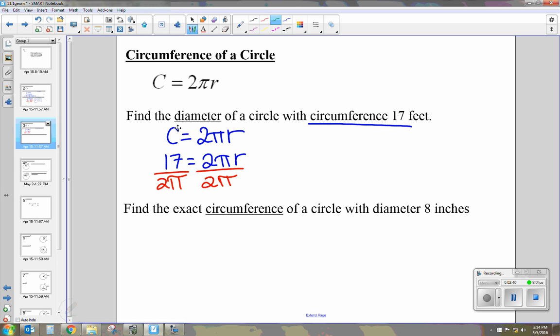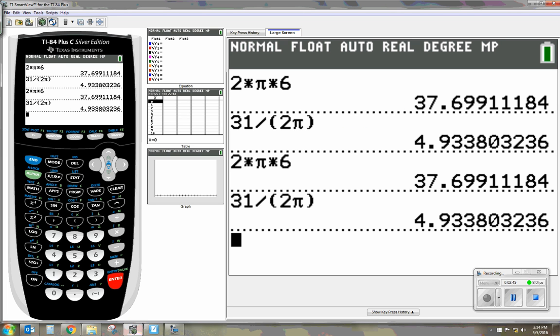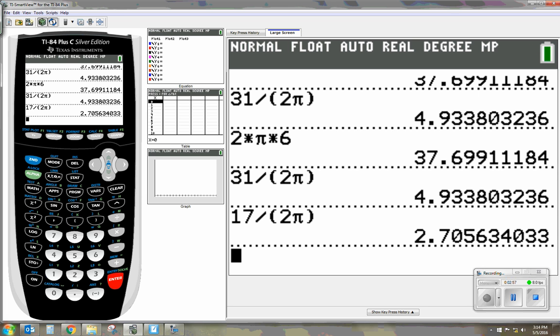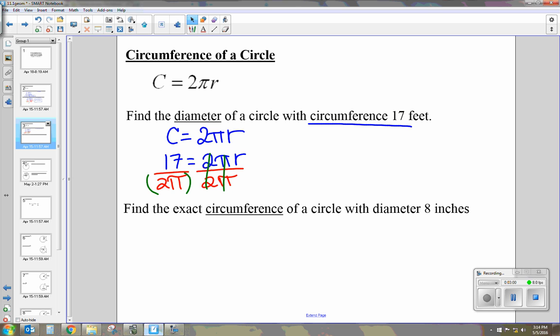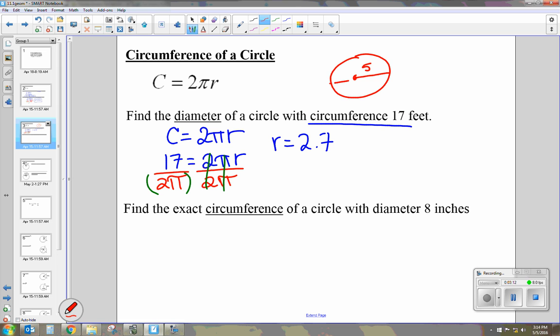And don't forget your parentheses around the 2 pi. So let's do that in our calculators. 17 divided by parentheses 2 pi. And we get about 2.7. So now our radius is 2.7, but I asked you to find the diameter. If we have, let's say, a radius of 5, the diameter is going to be 10. So we multiply by 2. So the diameter for this one is going to be about 5.4 feet.